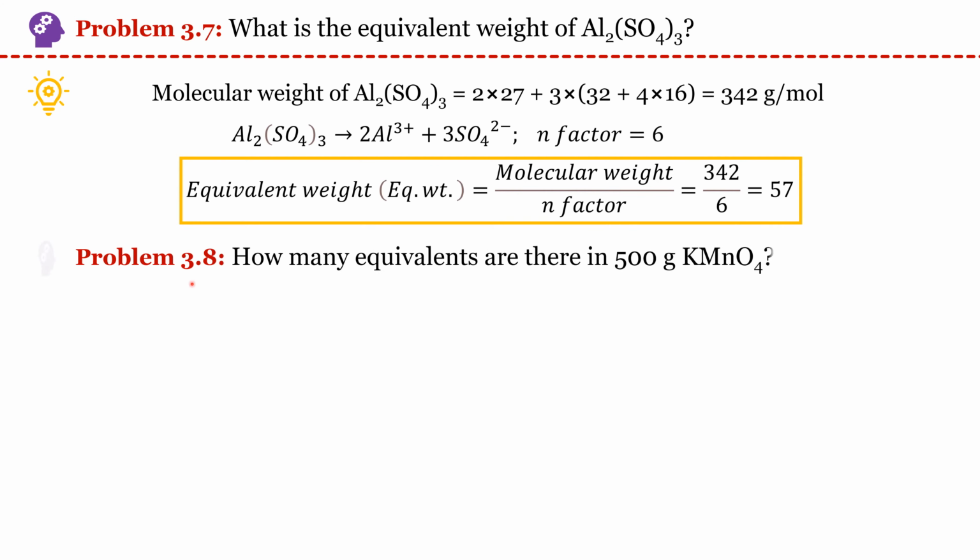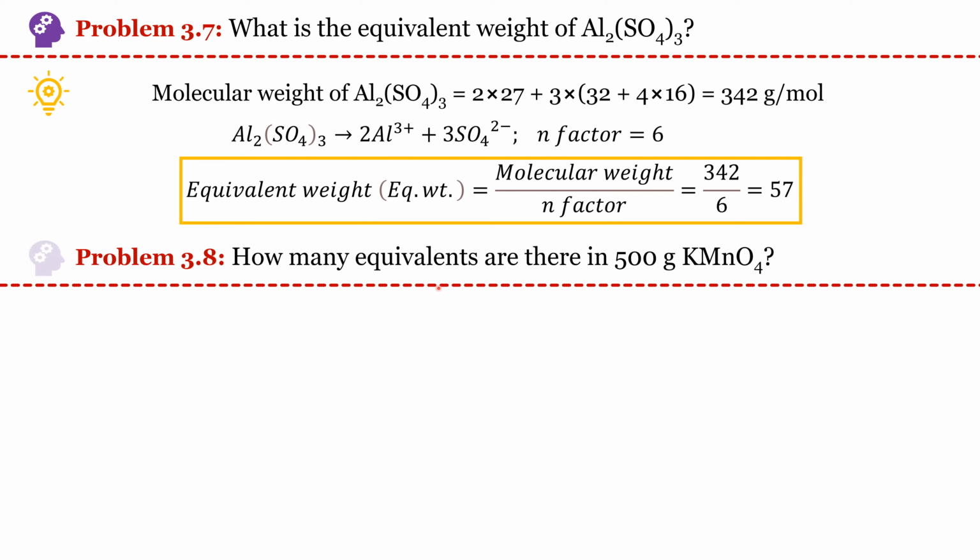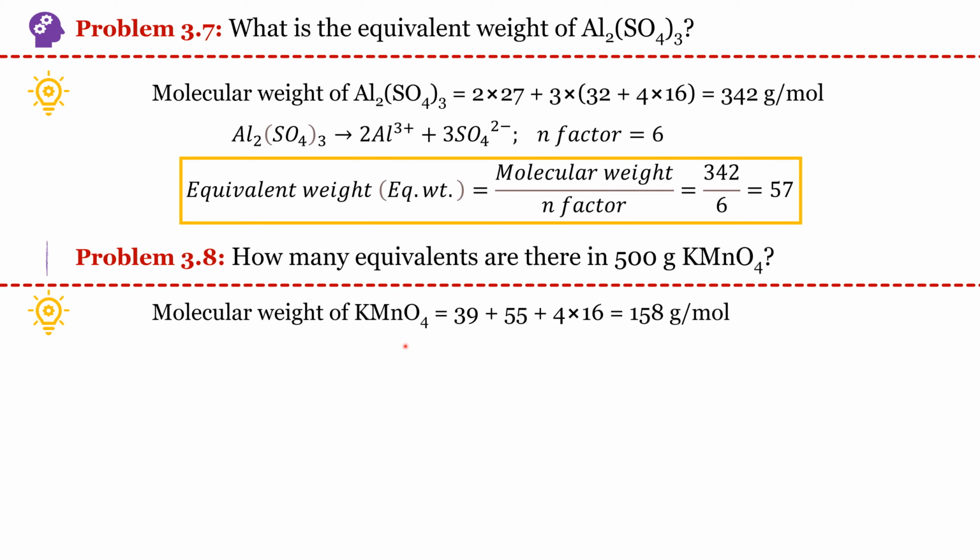Now problem number 3.8. How many equivalents are there in 500 gram KMnO4? In this case we need to find the number of equivalents. First we need to find the molecular weight of KMnO4, and it will come out as 158 gram per mole. Now the moles of KMnO4 can be easily estimated, that is given weight 500 gram divided by its molecular weight, and it will come out as 3.16.